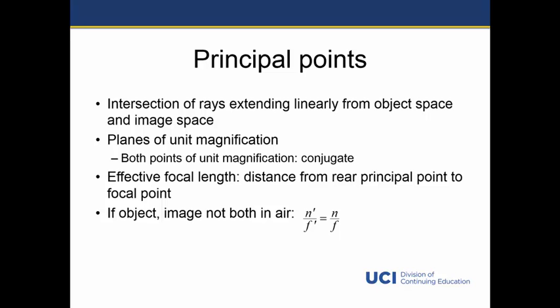Okay? If you have an object and an image, and they're not both in air, then there is a relationship between the object and image focal distances that is simply related to the indices in those two media. But if we're talking about a system in air, then the front focal length is going to be equal to the back focal length. And in this particular case, I have a system in air, and you can see that these two distances are indeed equal, certainly to any approximation that we can make by looking at it.